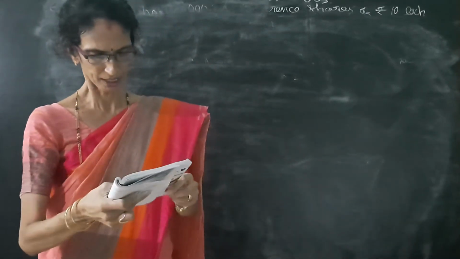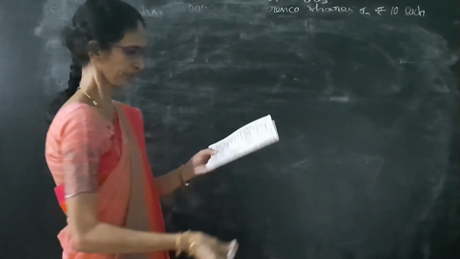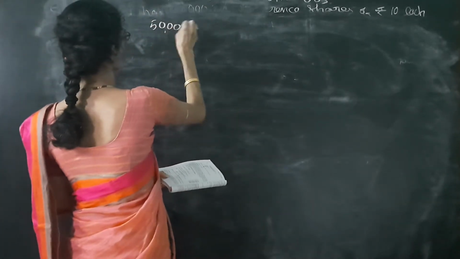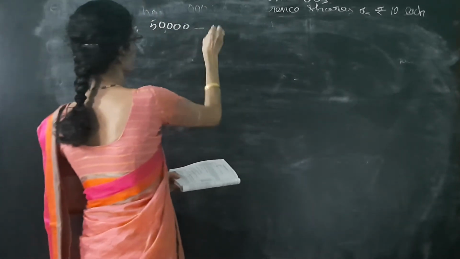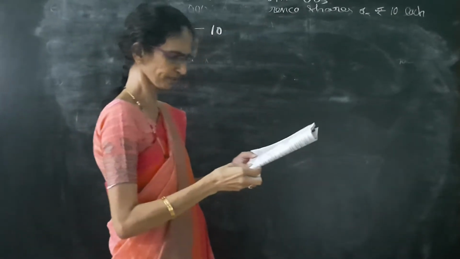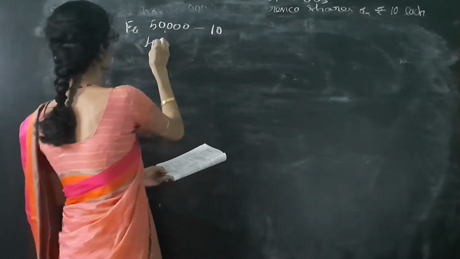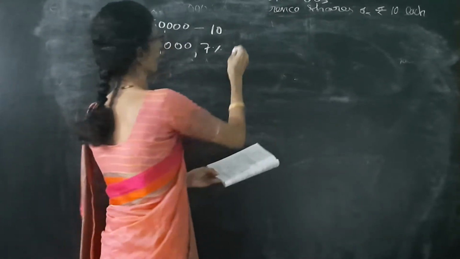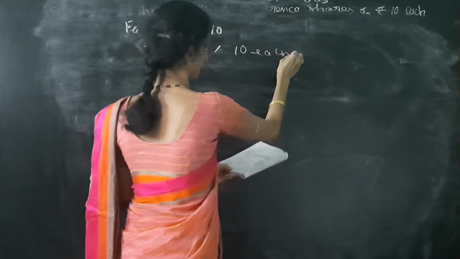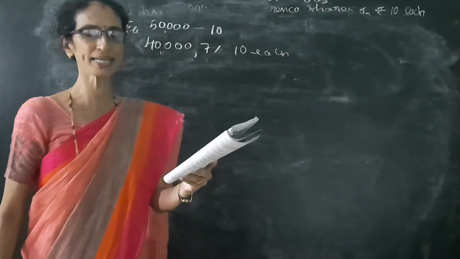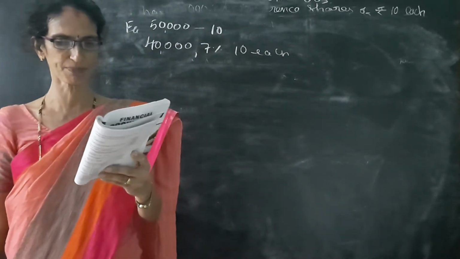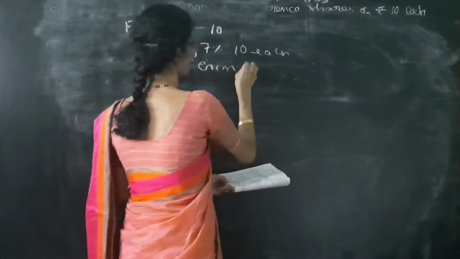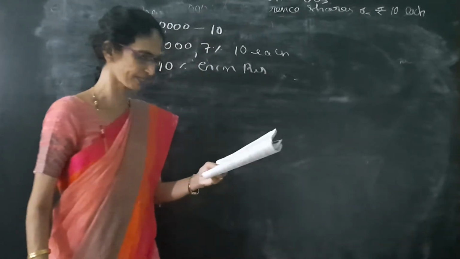So it is given, Apurva Limited has 50,000 equity shares of rupees 10 each, and 40,000 7% preference shares of rupees 10 each. The company transfers 10% of divisible profit to general reserve. So transfer 10% to general reserve.